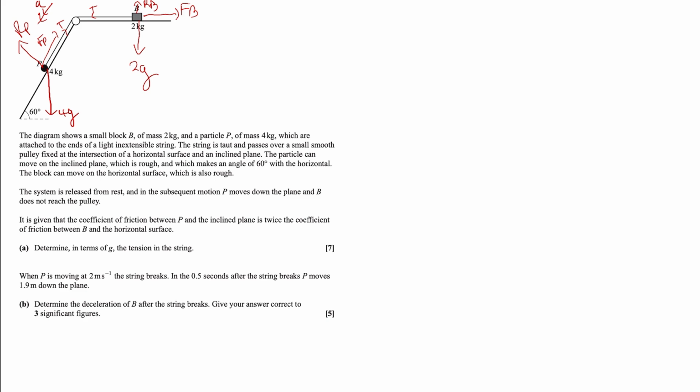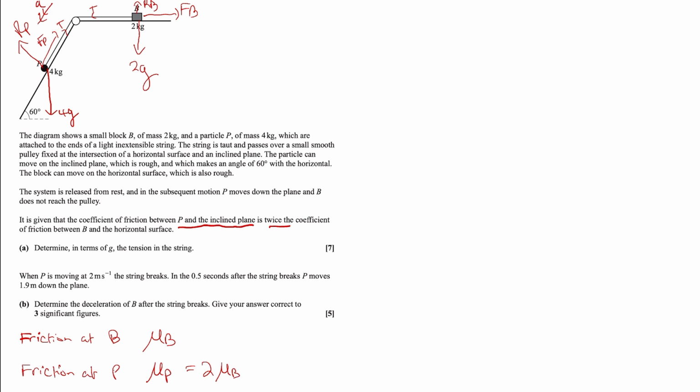It's given that the coefficient of friction between P and the inclined plane is twice the coefficient of friction between B and the horizontal surface. So let's call the friction at B, let's call that mu B. Let's call the friction at P mu P. And we're told that this one is twice the other one. So 2 mu B.